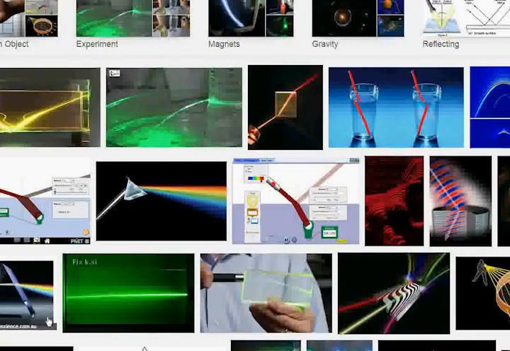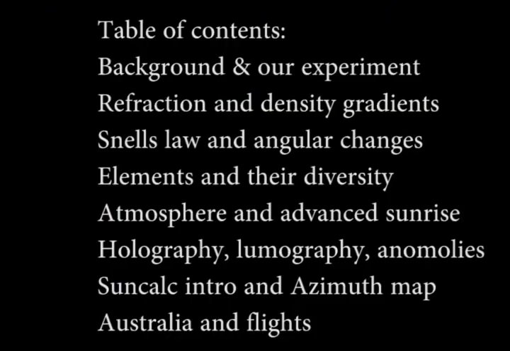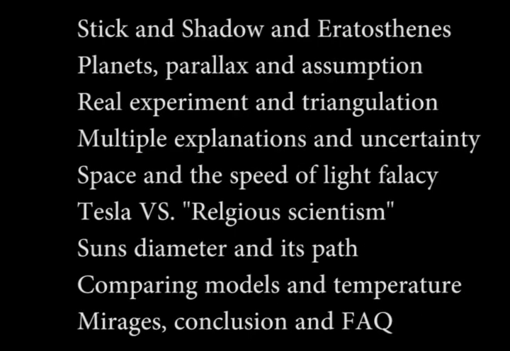in favor of it. Other topics covered will be the stratosphere, density gradients, Snell's Law, Fata Morgana and Mirages, Nikola Tesla, the Sun Calc website, sunsets, the azimuth equidistant map, the false math of relativity, the diameter of the sun, the moon's face, light speed fallacy, and several other topics. If you want to see specific topics, here is a table of contents. However, we recommend that you watch the entire video, especially the parts on refraction.